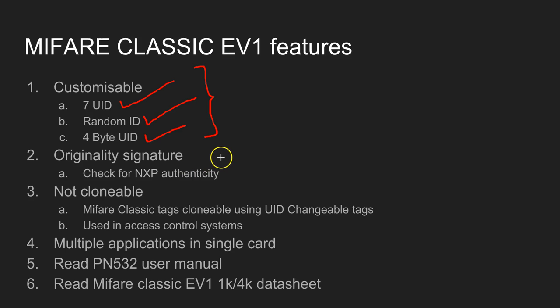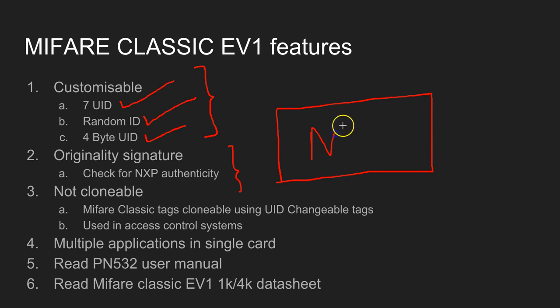The reason why these cards are popular is there is a feature called the originality signature, which is not available in classic tags. This feature is also available on tags like NTAG 213 or the Mifare Ultralight EV1. This is a feature where system integrators can check the authenticity of the card. You can make sure the card is indeed manufactured by NXP and not a cloned card. As far as my knowledge goes, these cards are not clonable.